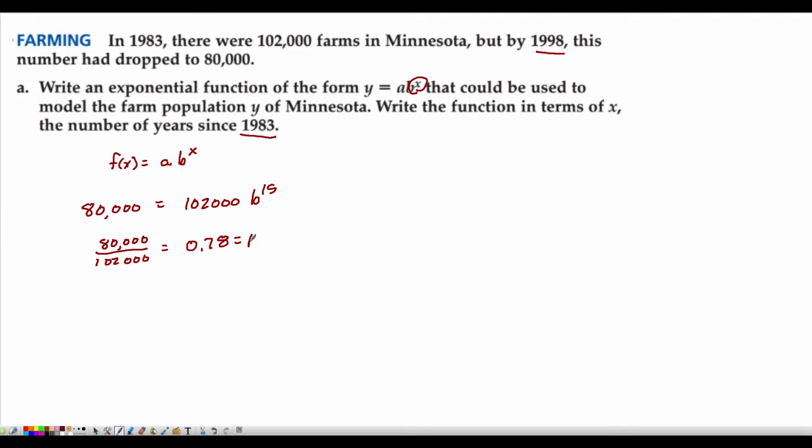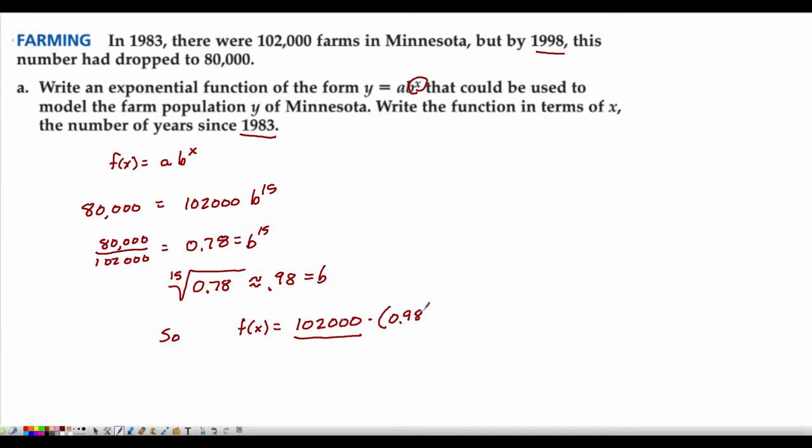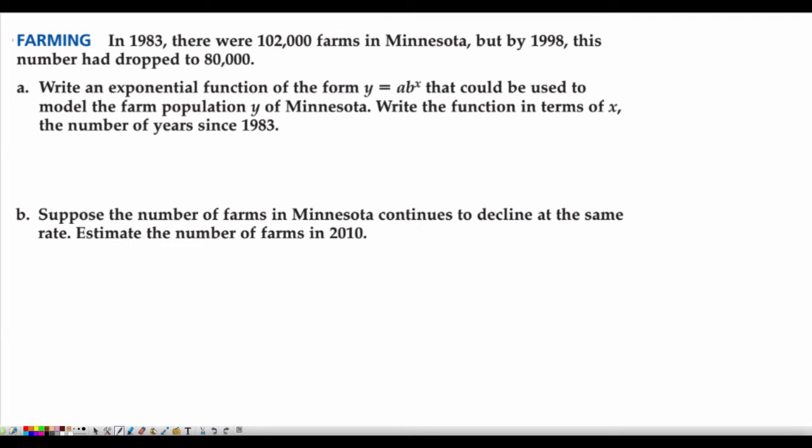So we need to know what b is. If we take the 15th root of both sides of this equation, then we get the value for b. And our b value would be about 0.98. Now we can substitute that value of b into our original equation. So we have the function of x is equal to 102,000. That's our a value, and it doesn't change. It's the starting value, 102,000 times 0.98 to the x. And that's going to be our function, which is an exponential decay.